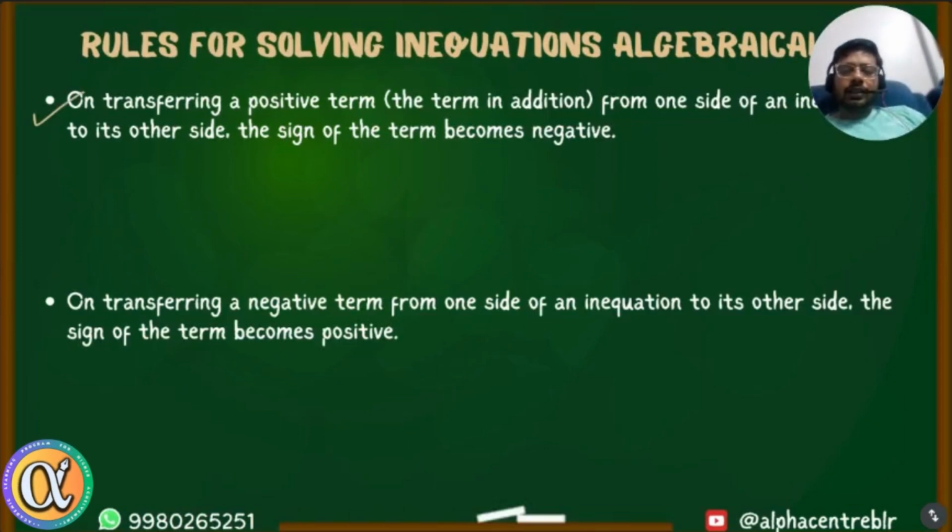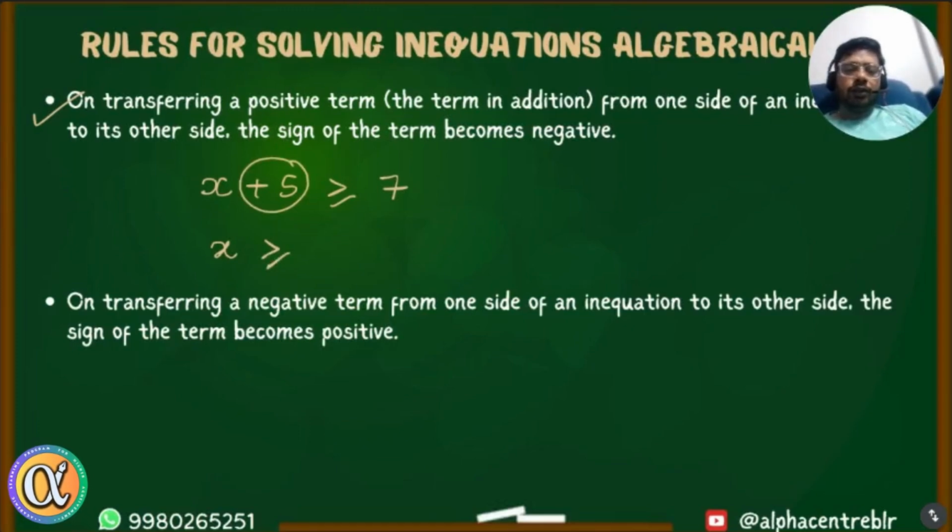First rule says that on transferring a positive term from one side of an inequation to the other side, the sign of the term becomes negative. For example, if I have an inequation like this, x plus 5 is greater than or equal to 7. Solving this inequation means taking all the constant terms to the other side and leaving x on one side. So here we can say x is greater than or equal to, so we take this 5 to the other side. So if I take 5 to the other side, the sign changes for 5, it becomes minus 5. The solution for the inequation is x is greater than or equal to 2.